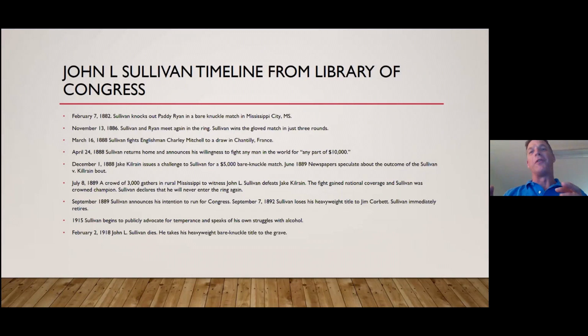Sullivan is washed up. There are some pictures of Sullivan. You would go, there's no way this Santa Claus-sized man could fight again. And that's what the world thought. They thought there's no way Sullivan will beat Kilrain. But Sullivan ends up winning.